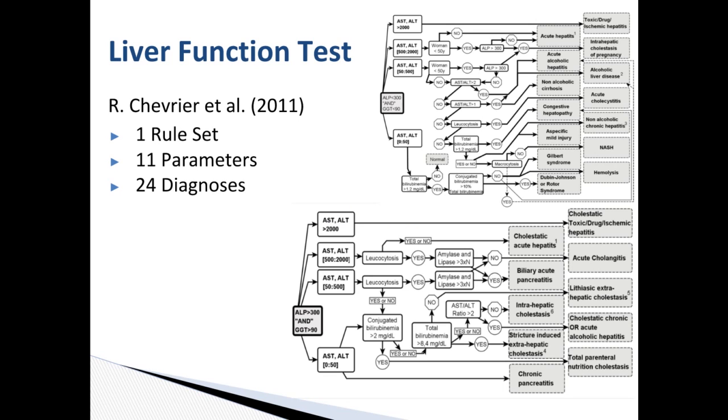Medical literature describes how various lab tests can be used to assess liver function. In 2011, Chevrier and colleagues developed a set of rules using up to 11 measurements to assign patients one of 24 diagnoses. Consider the LFT rule set shown here. While effective, the complexity makes manual use time-consuming and error-prone.